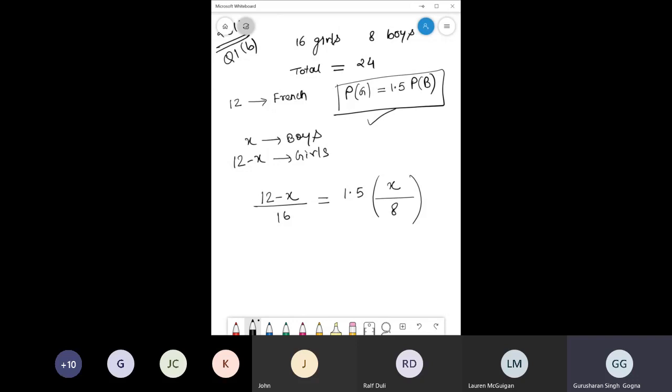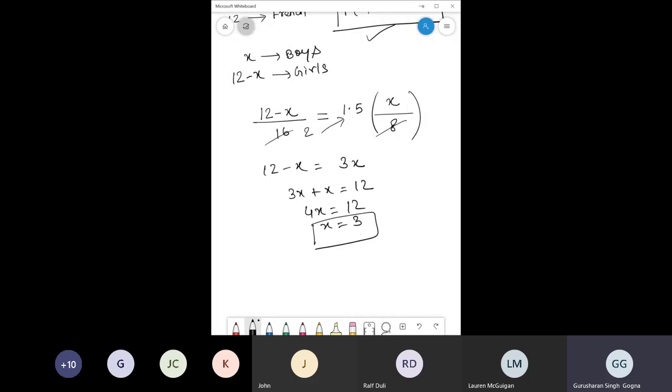So how will you solve this? So 8 2s are 16. 2 multiplied by 1.5 will give you 3. 3x. So 3x plus x equals 12. 4x equals 12. So x is equal to 3. Okay. So 3 boys study French, and 12 minus 3 is 9 girls study French.